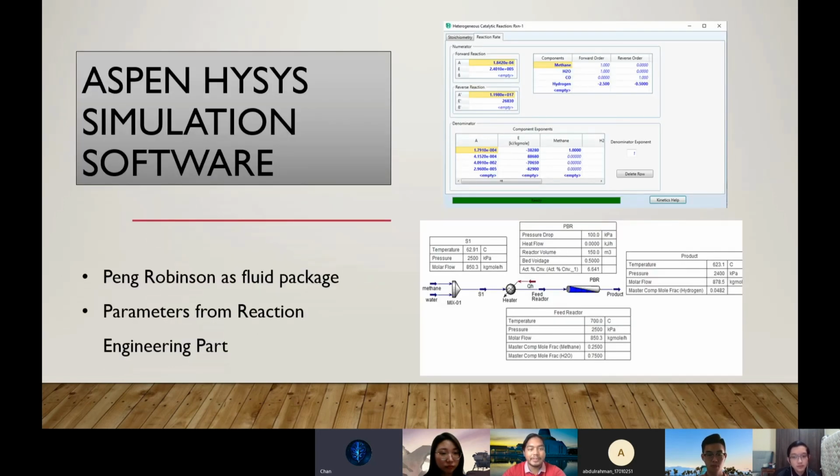Moving on to the next slide, which is Aspen HYSYS simulation software. This reaction will be simulated using Aspen HYSYS, a well-known simulation software used by engineers. The fluid package for this reaction is Peng-Robinson, as we have a hydrocarbon, which is CH4, methane, and the parameters for the calculation will be taken from the reaction engineering part. Examples of the parameters are inlet flow rate, inlet pressure, temperature, and also the frequency factors. Last but not least, the process flow diagram is as shown in the slide.